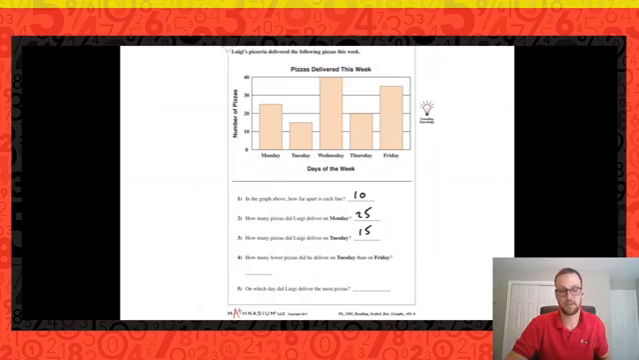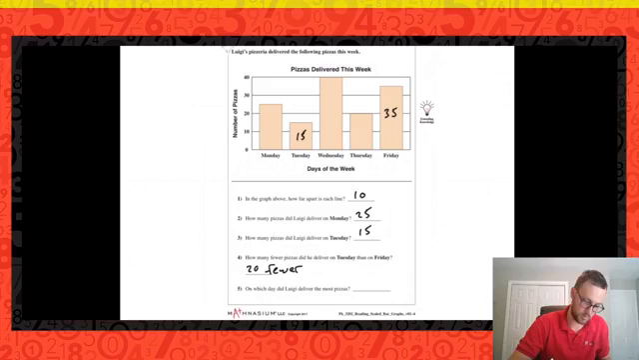How many fewer pizzas did he deliver on Tuesday than on Friday? Well, we said Tuesday was 15 already. And Friday is how many? 35. Good job. So how many fewer pizzas did he deliver on Tuesday than on Friday? 15 is how much less than 35? 20. Nice job. 20 fewer.